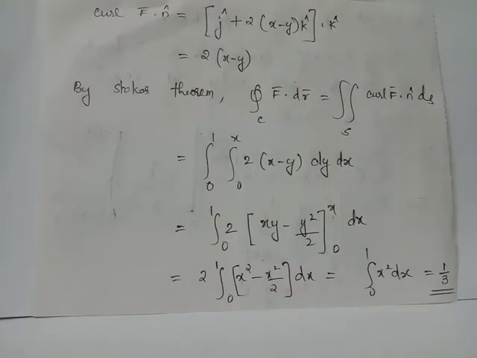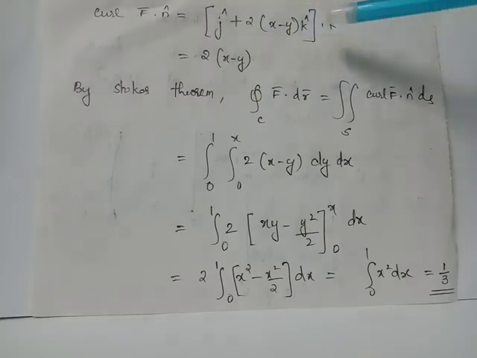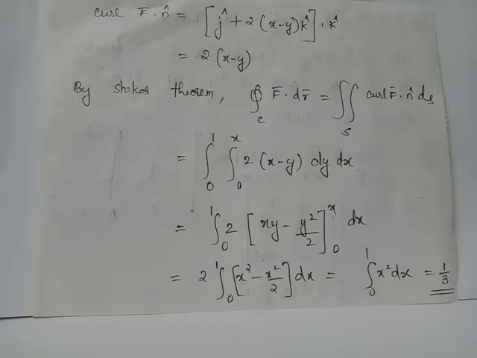Curl of f bar dot n can be evaluated as the dot product between these two expressions. Since k dot k equals 1 and k dot j equals 0, curl of f dot n is obtained as 2 times (x minus y). Now by Stokes theorem, the line integral can be equated to the surface integral. We have evaluated curl of f dot n equals 2 times (x minus y).